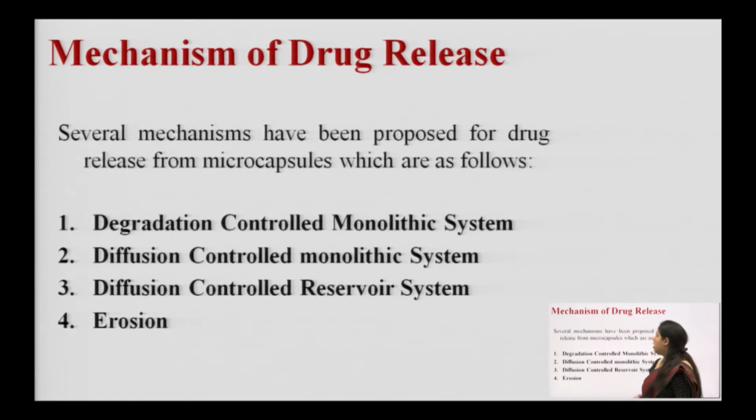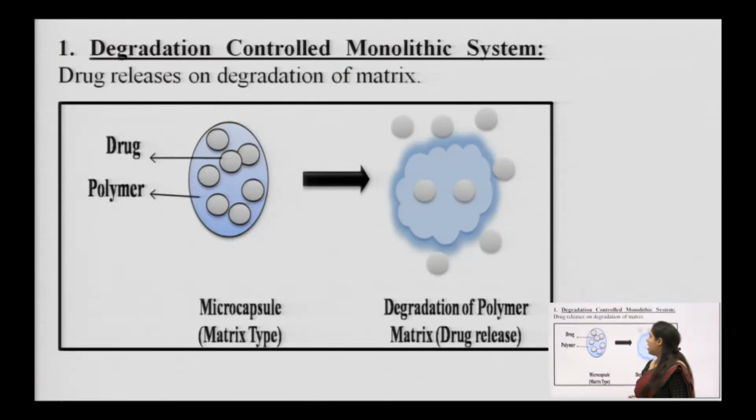So here are some mechanisms of drug release through microspheres. The first mechanism is degradation controlled monolithic system, then diffusion controlled monolithic system, diffusion controlled reservoir system, and erosion. In total, four mechanisms have been mentioned for the drug release of active constituents through the microspheres. So we will discuss them one by one in detail.